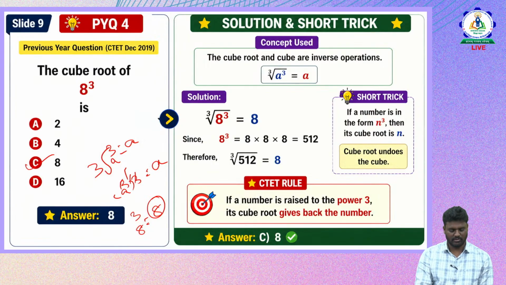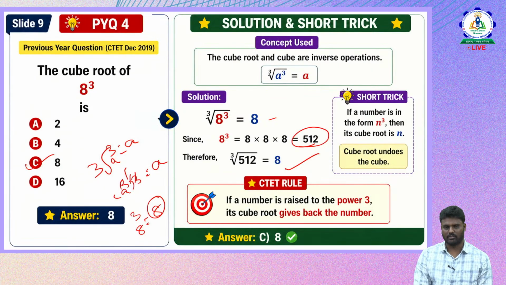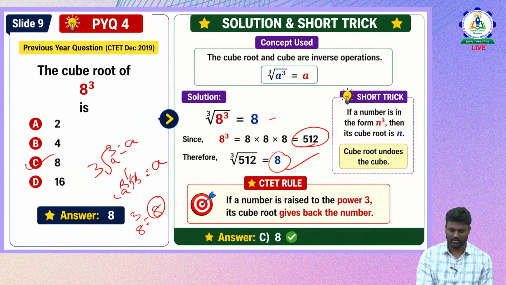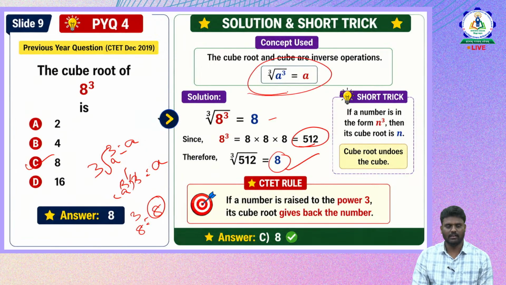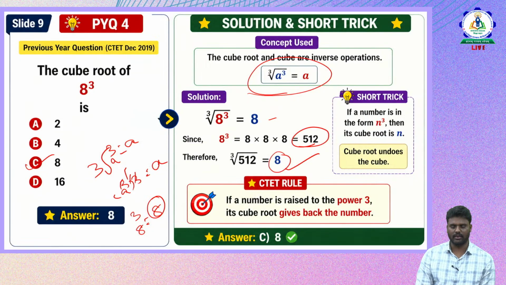So just by remembering the formula, we can identify the cube root of 8 cubed. Similarly, if you solve it, 8 to the power of 3 we can write as 8 into 8 into 8, and then we get 512. So the cube root of 512 again becomes 8. If you go the regular way of identifying the cube root through factorization, we will get the same answer. Instead of that, if you remember this formula, we can directly, by seeing the options itself, identify the cube root of the given numbers.